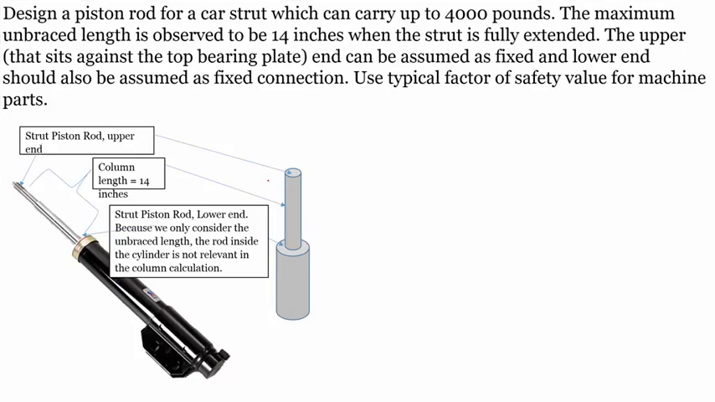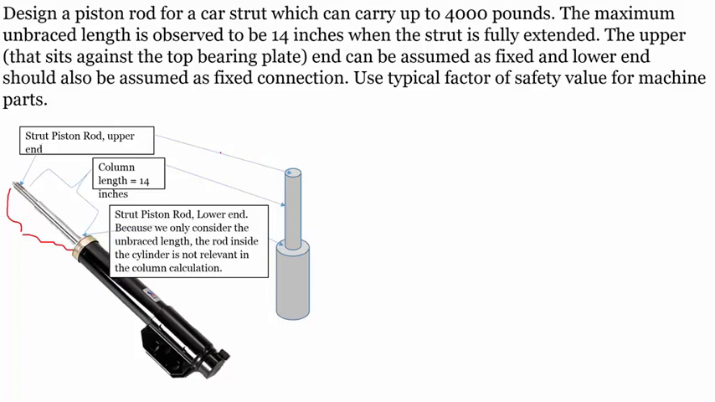Parts problem. In this problem, this strut that goes into your car as a shock absorber basically acts as a column. We can think of the whole thing as a column. Also, the rod, the part that is just sticking out of the piston cylinder, we can also think of as a column. So in column design, it says to design this column.